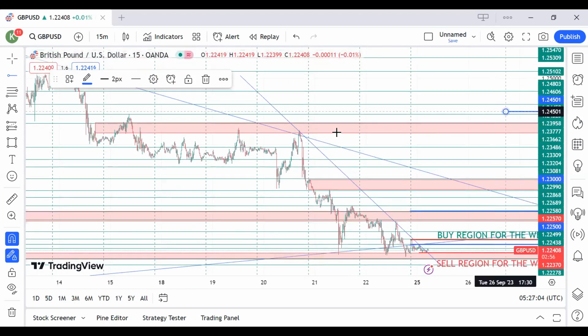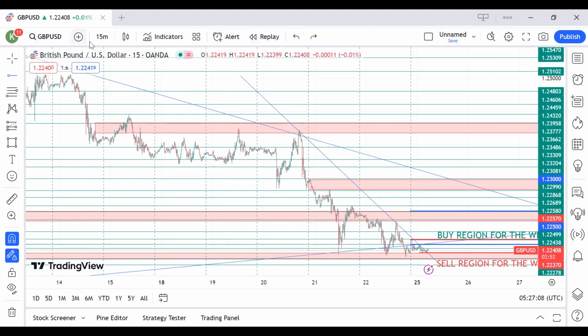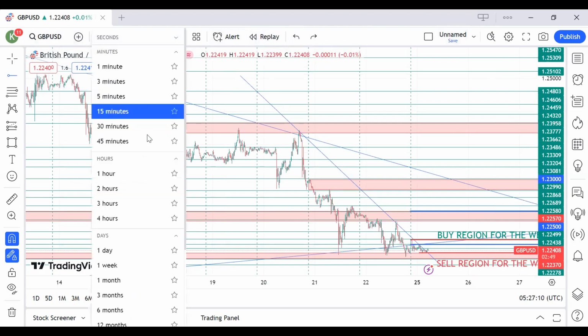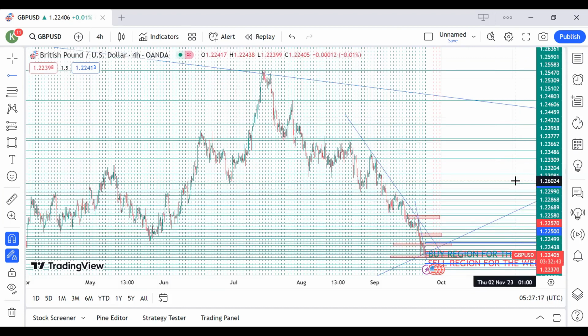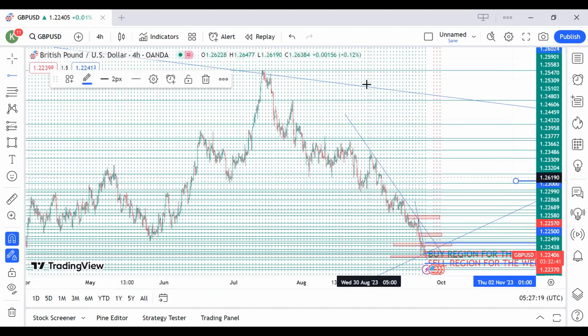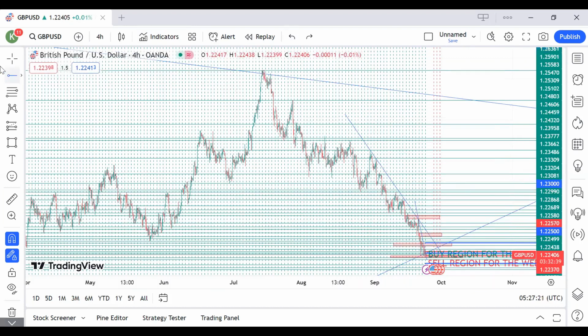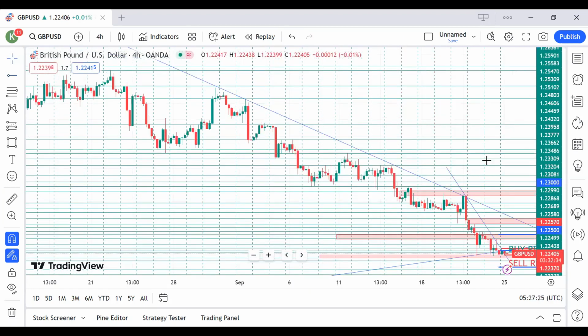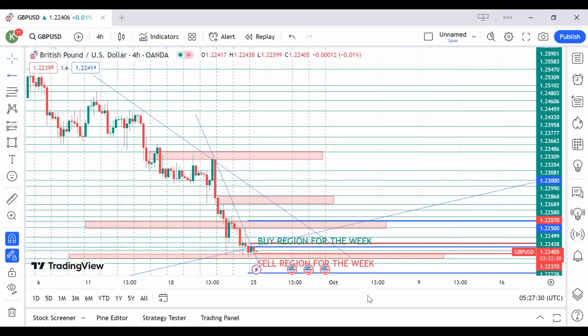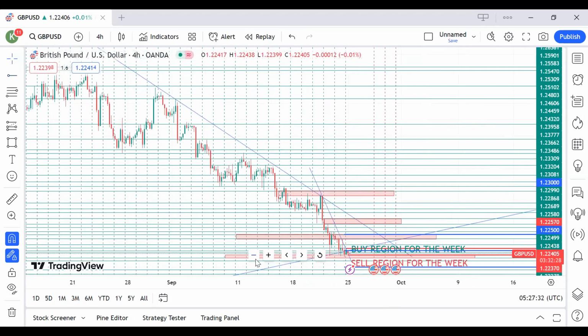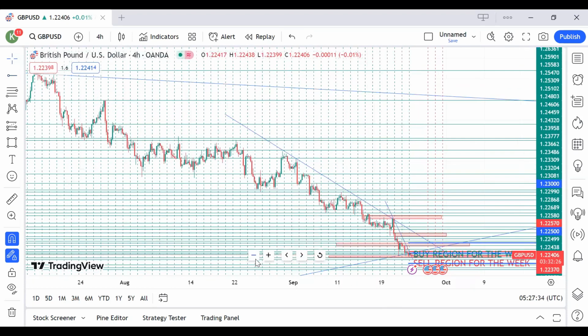So I've been able to draw three psychological levels. You see it better on the 4-hour time frame. So let me shift to the 4-hour time frame so that you can see it very well. Okay, so this is it. These are our psychological levels. We've been able to draw 3 levels.